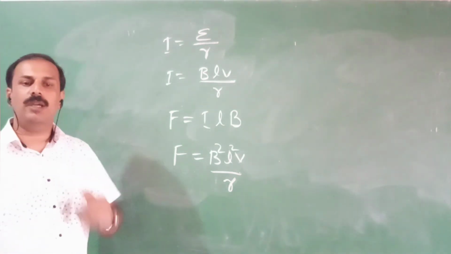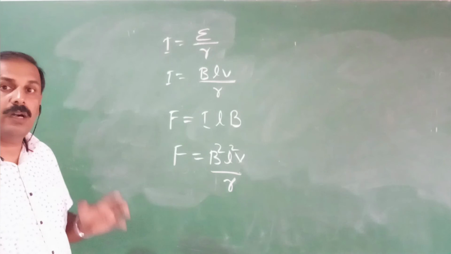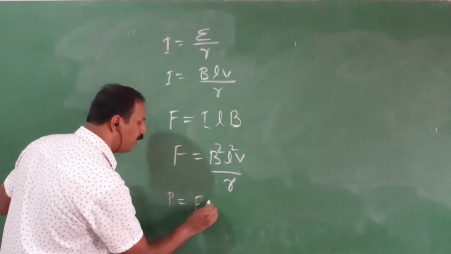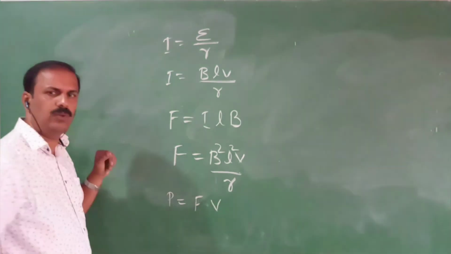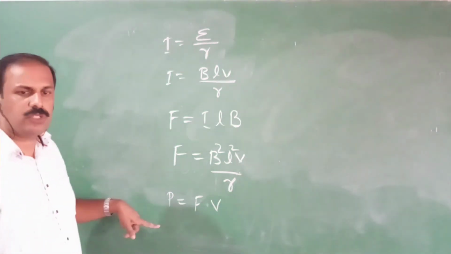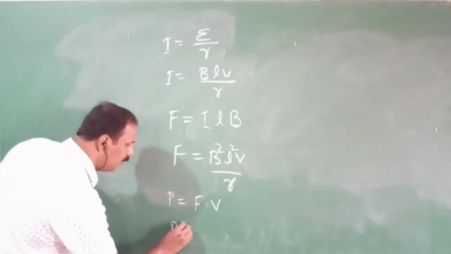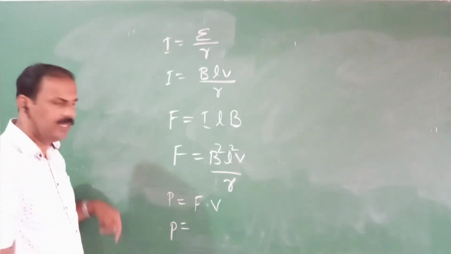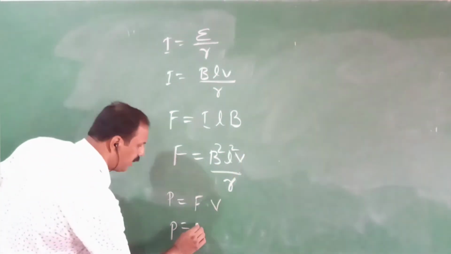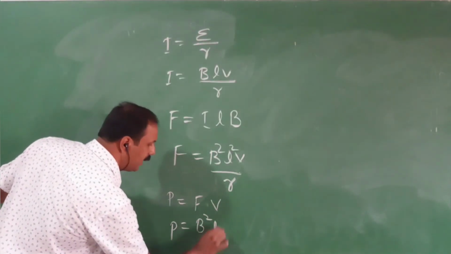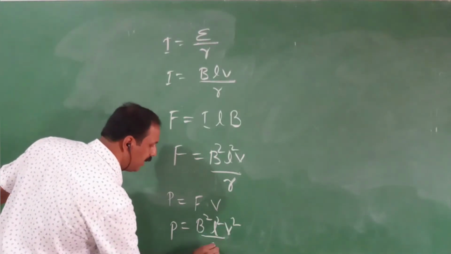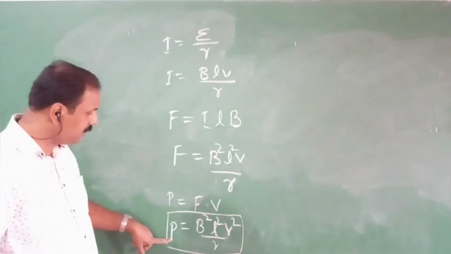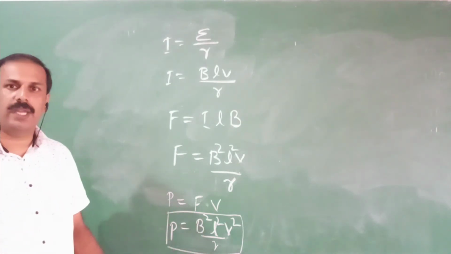Now, thinking about the mechanics behind this, what is power in terms of force? Power is force into velocity, or F dot V. You studied this in 11th standard also. So power is equal to force, and already this equation is there. Now multiply one more V, so V becomes V square. So this is our power: power is given by B square L square V square by R.